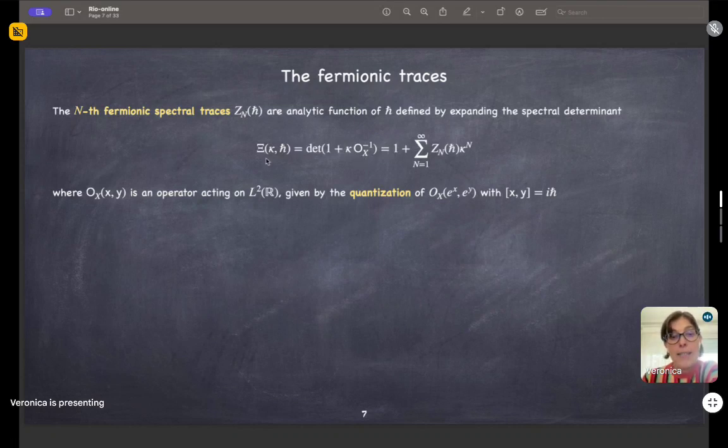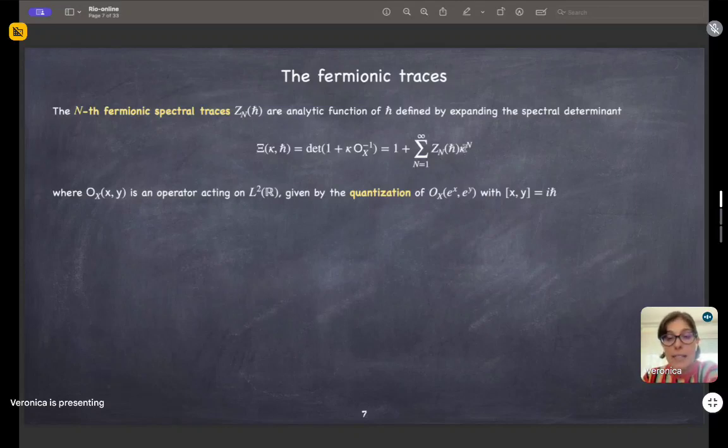Now, this function is entire in the parameter kappa and analytic in the parameter h bar. And so in particular, if you look at this expansion, the coefficients of the expansion at kappa equal to 0 are the so-called n-fermionic spectral traces. So the Z_n that appear here are the traces.